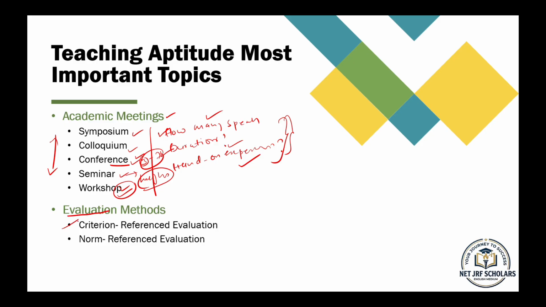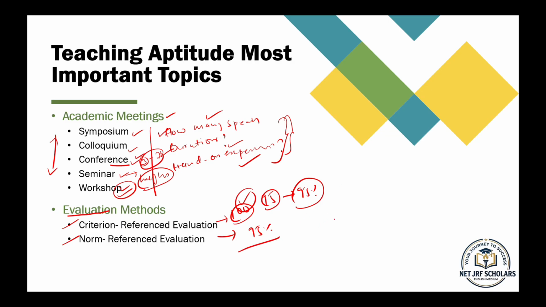And this is the evaluation method. So criteria based and norm based. Criteria based basically has a fixed reference. So let's say 100 marks, we're going to get 95 marks and 95 percent. So for everyone it is only out of 100. Whereas in norm based evaluation, you will get the percentage.